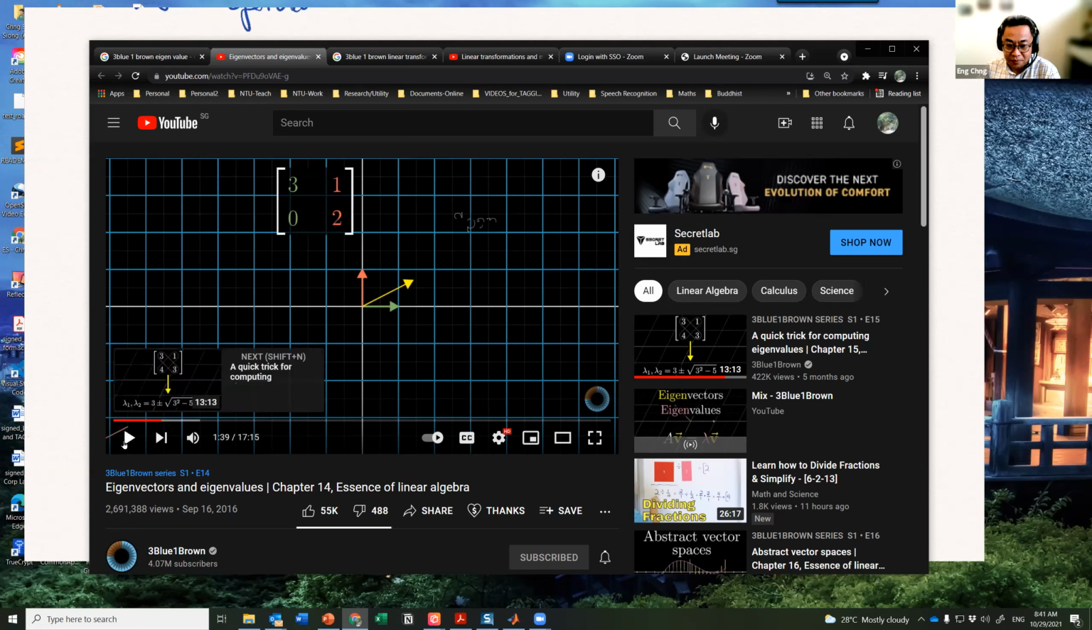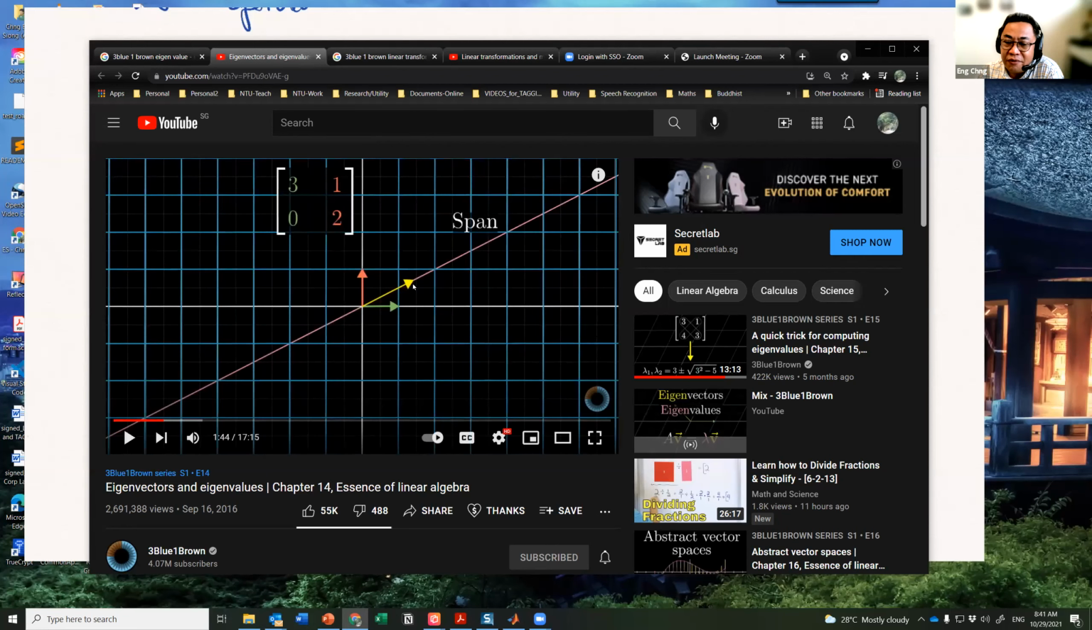Think about the span of that vector, the line passing through its origin and its tip. If I give you a yellow vector, this yellow vector has a span, because any scalar multiples of this yellow vector lie along this line. So this pink line is the span of this given yellow vector.